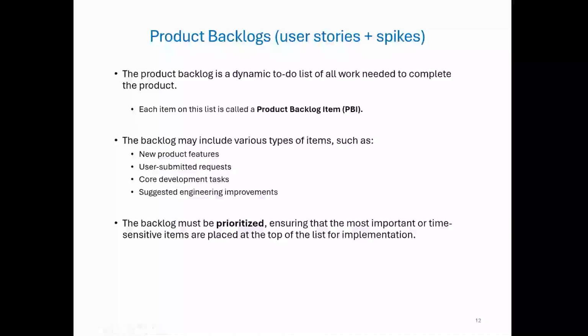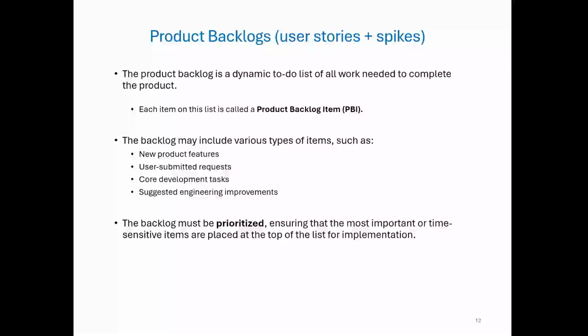Let's talk about one of the most essential artifacts in Scrum, the product backlog. This is the master to-do list for the entire product, and it drives all sprint planning and development work.